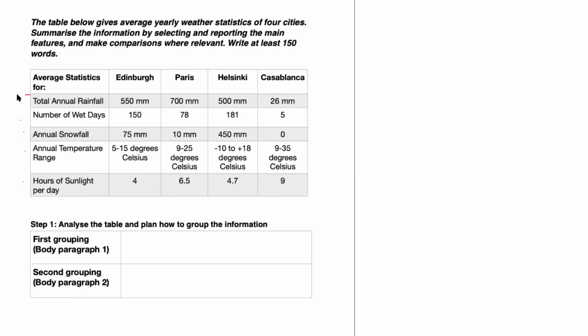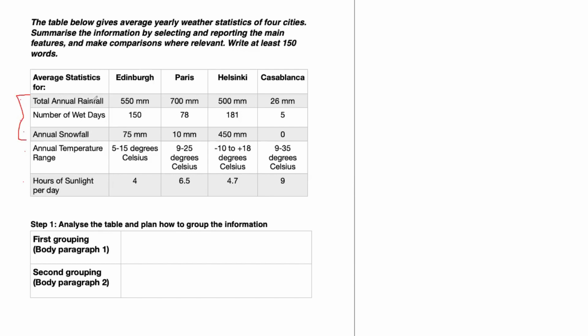So if we look at the first 3, the total annual rainfall, number of wet days, and annual snowfall, these can actually be grouped together. Why? They all have a form of precipitation. So precipitation is basically any form of wetness which falls from the sky, like rain or snow. And you may be thinking that that is quite a stretch. How did we think of this so quickly? And basically, it's just a lot of practice, knowing your vocabulary, and being able to think critically.